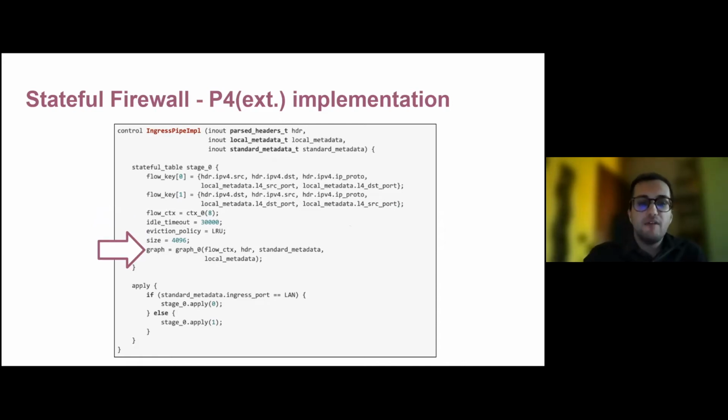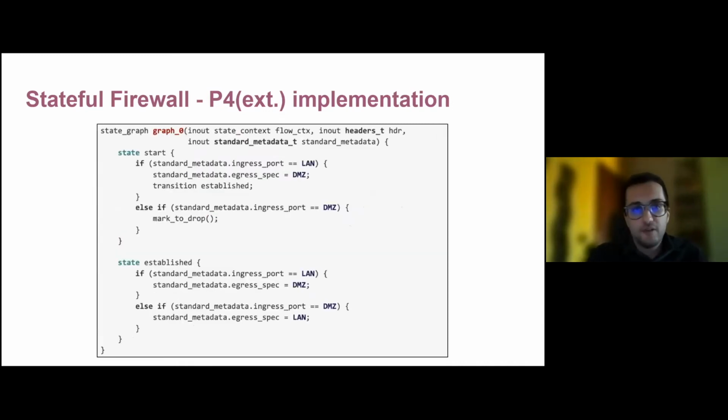And then we have a reference to the graph. Okay, the state graph is a special control block, and it is the only control block that can read and write the state context associated to a flow. And then in this control block, which has a syntax similar to the parser before, we have the state transitions, so how the network function must behave.